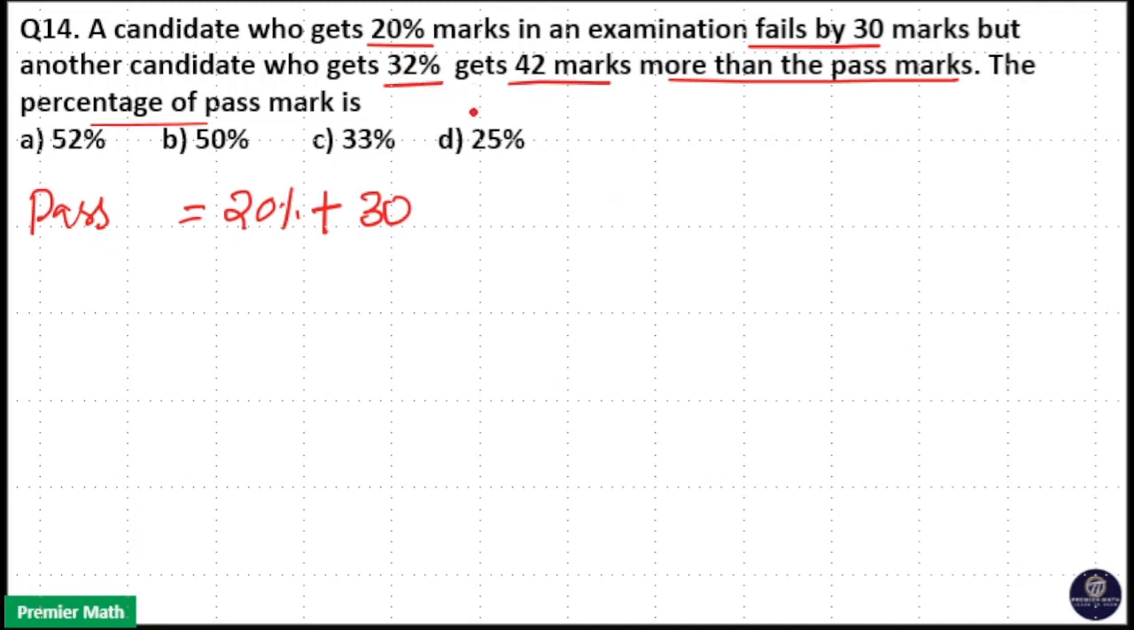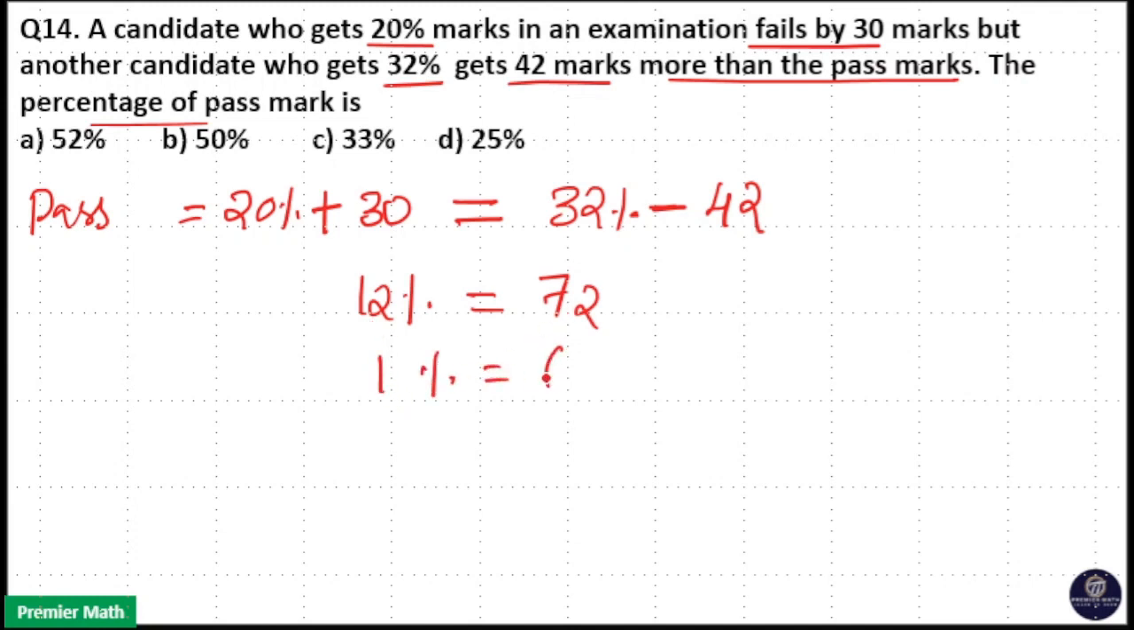Same way, another student gets 32% marks, who gets 42 marks more than the pass mark. That is, he actually passed and he has 42 marks more than the pass mark. That is, 32% minus 42 marks will be your pass mark. So, 20% plus 30 and 32% minus 42 both are pass mark. So, this will be equal. Here, 32 minus 20 is equal to 12%. 12% is equal to 30 plus 42, that is 72. So, 12% is equal to 72 means 1% is equal to 6. That means 100% is equal to 600. That is, your total mark is 600.